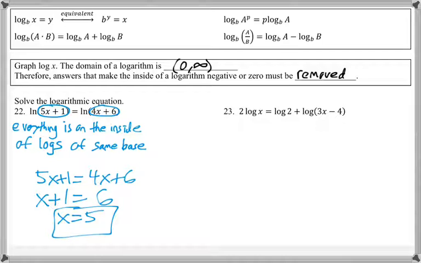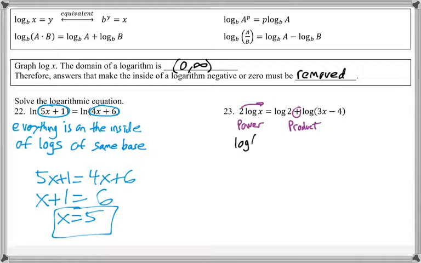On question number 23, I want to condense this using my rules. So I'm going to use the power rule to bring up that 2, and then I'm going to use the product rule to combine those two logarithms on the right.